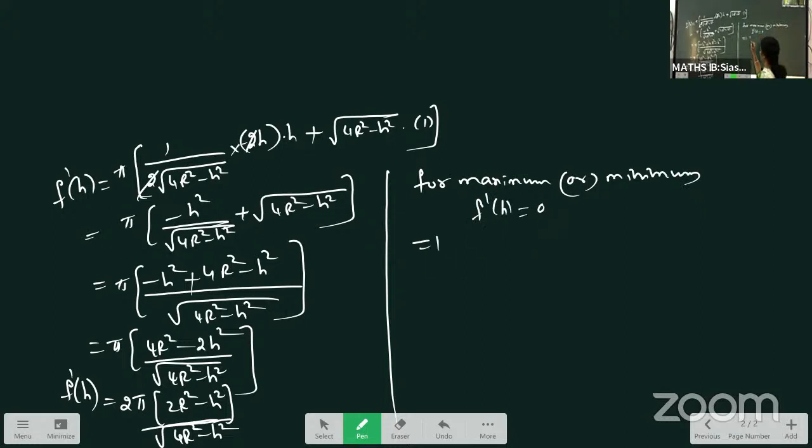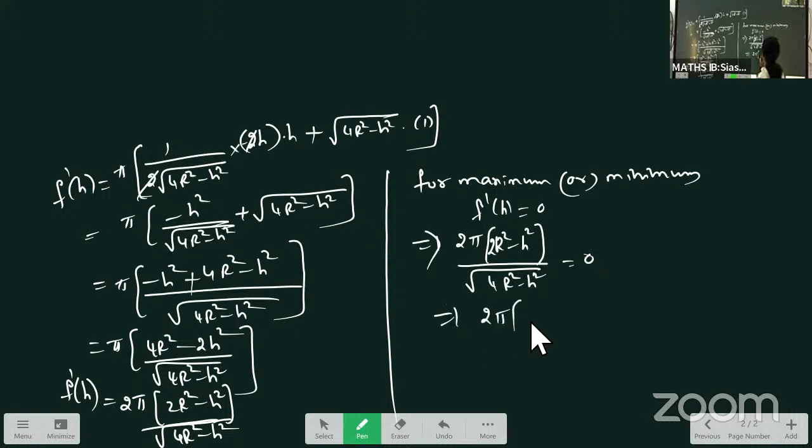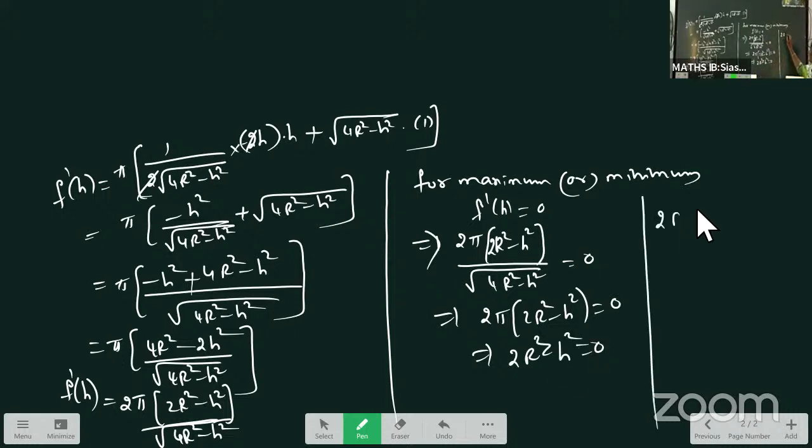What is our f dash of h? 2 pi into 2r square minus h square by under root of 4r square minus h square is equal to 0. Cross multiply, it goes. So 2 pi into 2r square minus h square. Again 2 pi also goes to the other side. So 2r square minus h square is equal to 0. 2r square is equal to h square. So h is equal to under root of 2r square. So it is root 2 into capital R. So we got h is equal to root 2 into capital R.